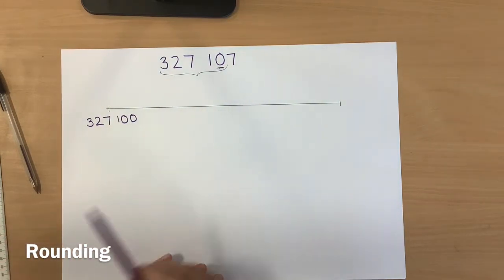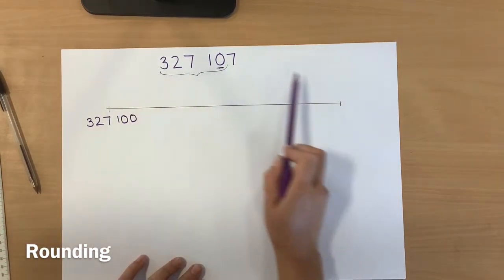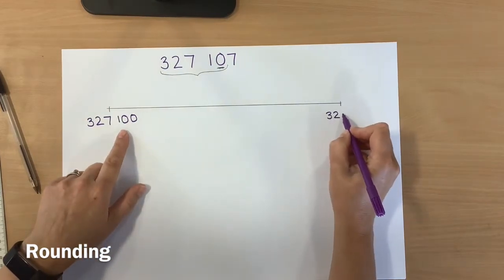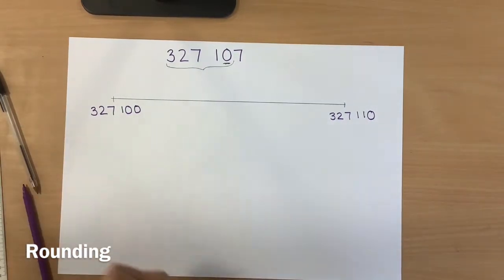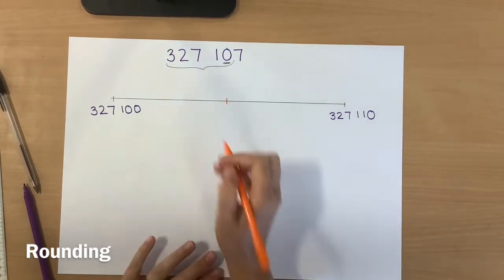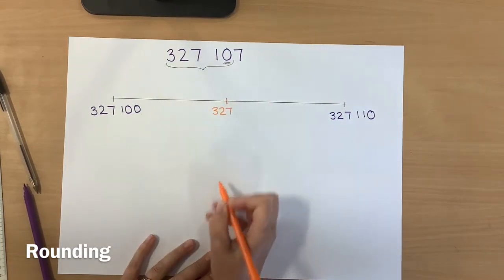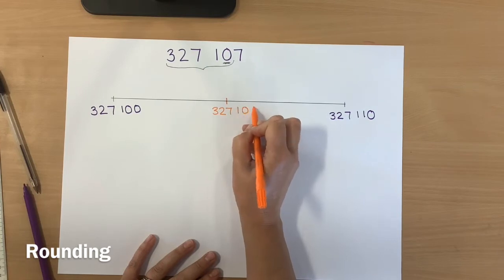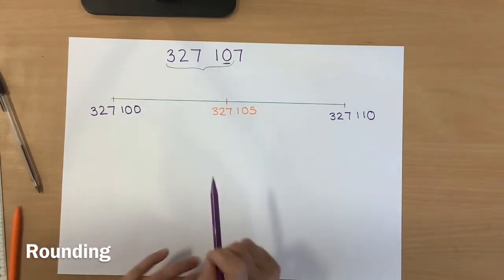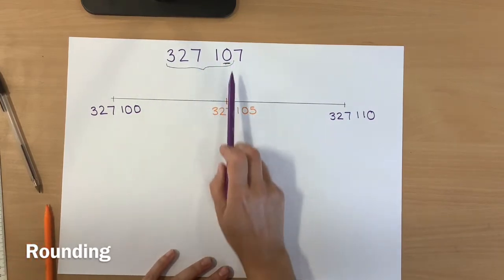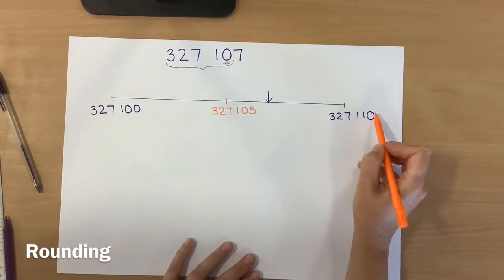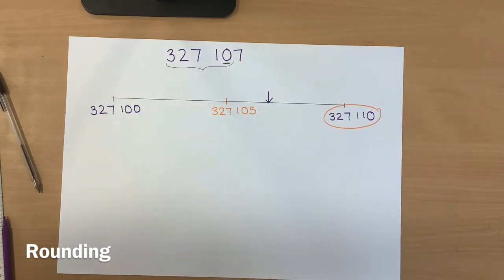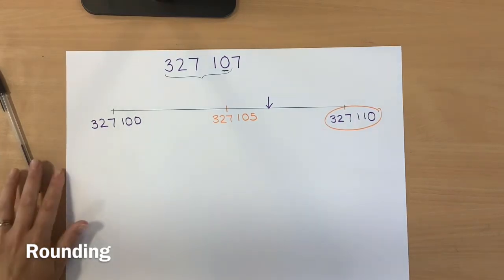327,100. Because we're doing to the nearest 10, we then need to go 10 more than this number. So it's the tens column that I'm changing to come up with 327,110. Then I'm going to label the midpoint. So that's going to be 327,105. Then I think, right, where would this number sit? Well, that's 107 at the end, and that's 105, so it's going to be about here, which means when we round it to the nearest 10, we're going to round up to 327,110.